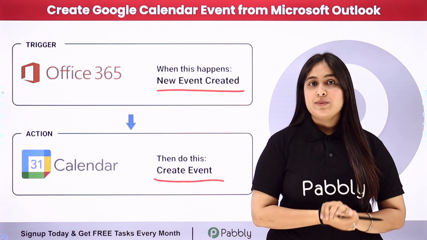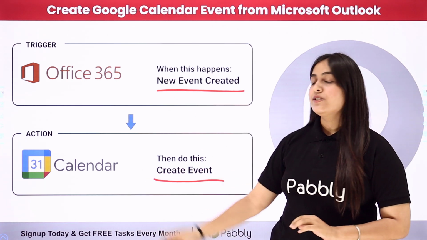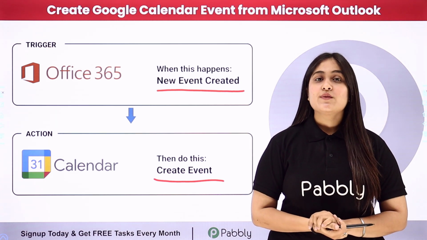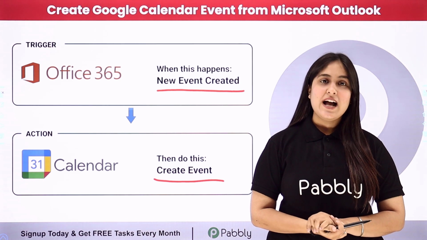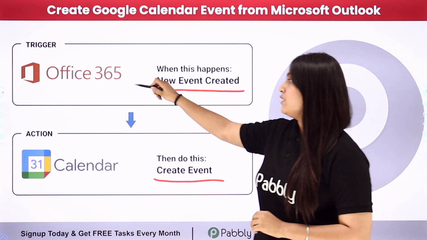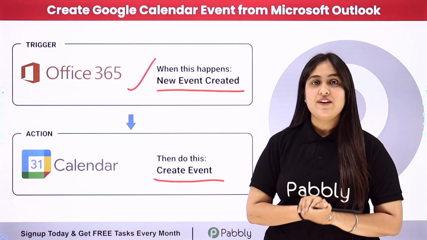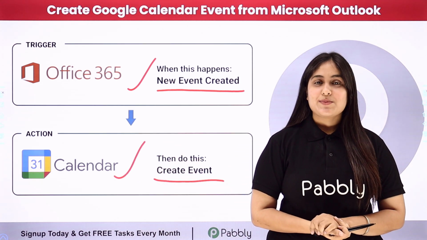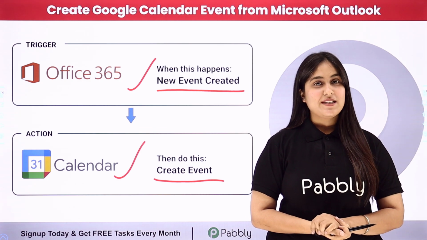To create this automation, I need to connect these applications using an automation software named Pabbly Connect. Pabbly Connect works on two principles, trigger and action. Our trigger application will be Microsoft Office 365 and our action application will be Google Calendar. To learn this process step by step, let me take you to my screen.